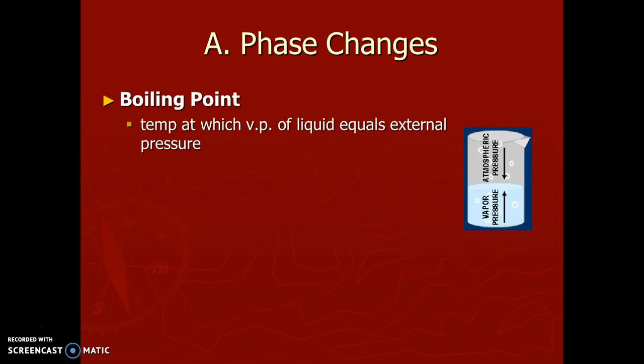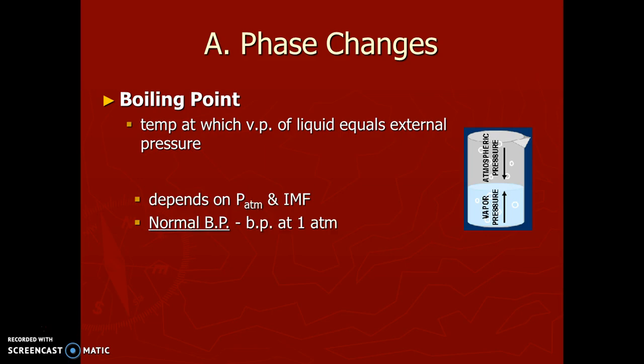Now the boiling point is the temperature at which the vapor pressure equals the atmospheric pressure, or the external pressure. The atmospheric pressure is essentially the weight of the air on top of us. And we have about a 50-mile column of air on top of us, and it weighs about 14.7 pounds per square inch of everything on the surface of the planet. So that exerts a pressure. And when the vapor pressure of a liquid matches that atmospheric pressure, that's when a substance starts to boil.